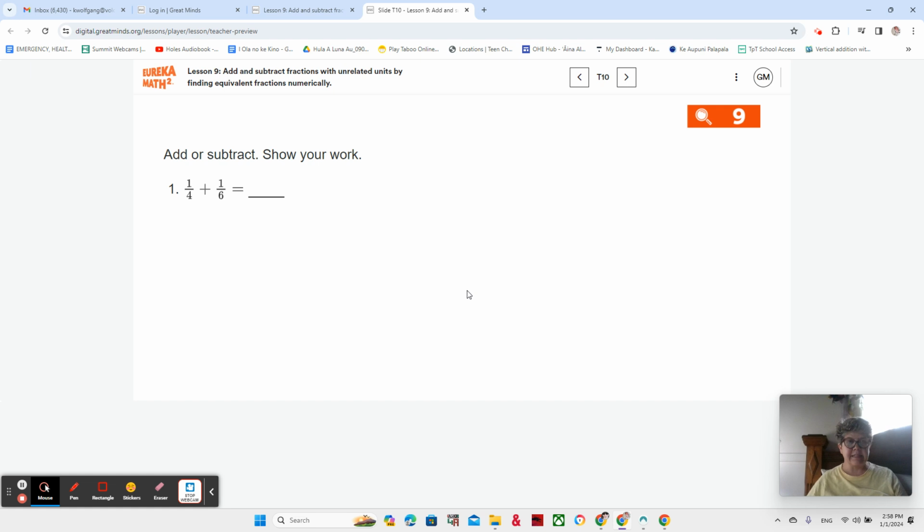This is the last lesson of section B, where we are just working on adding and subtracting fractions with like and unlike denominators. You can see it right here on the top.